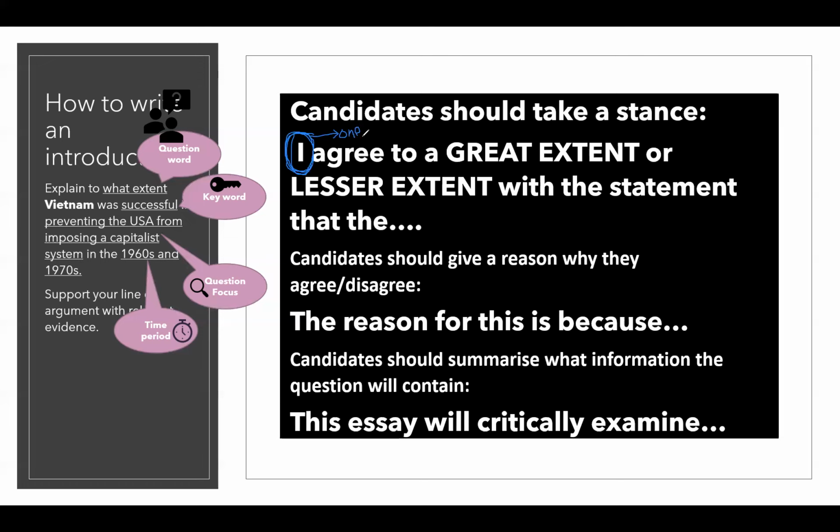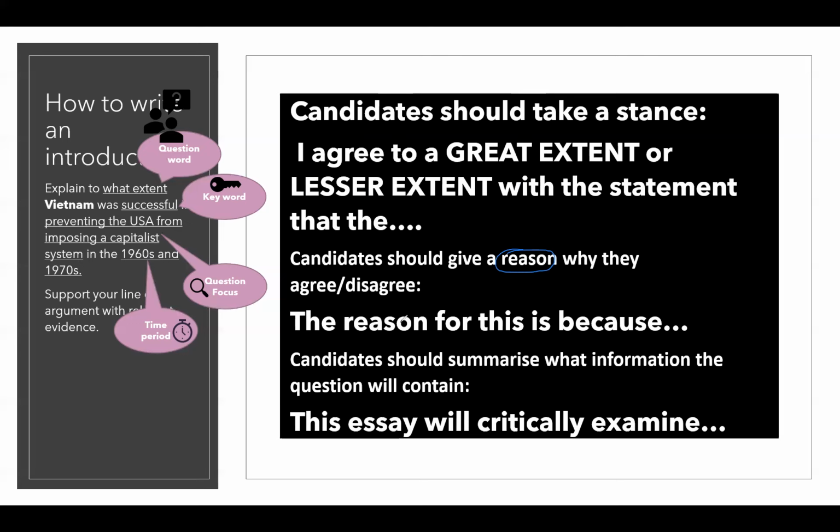So you can say, one can agree to a greater extent or lesser extent, you just choose one, with the statement that Vietnam was successful in preventing the USA from imposing a capitalist system. Then you need to give a reason why you agree or disagree, or you say to a great extent or lesser extent. So if you agree to a great extent, you would say because Vietnam did this and this and this, and as a result, the USA was unable to impose a capitalist system. Just one sentence, more or less.